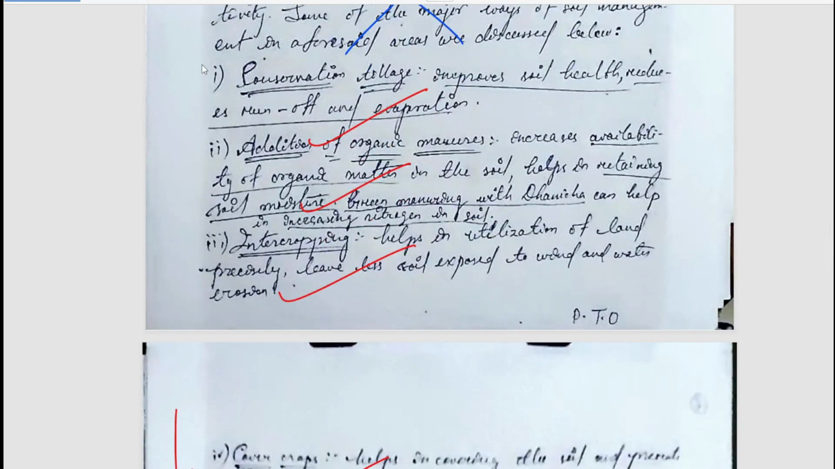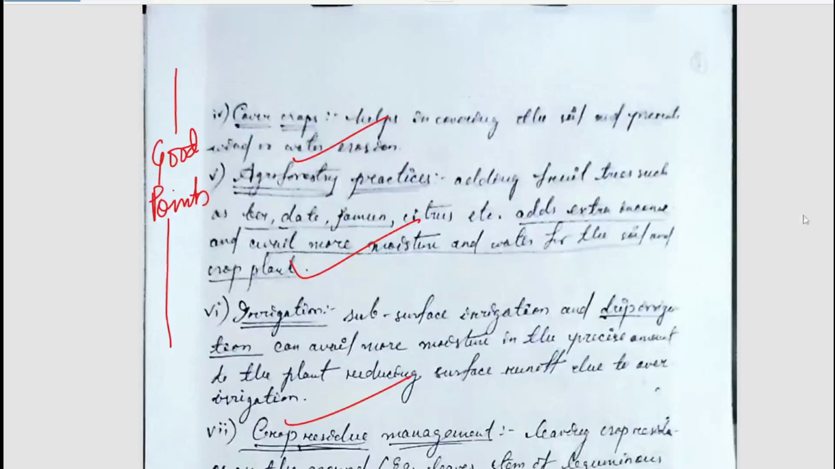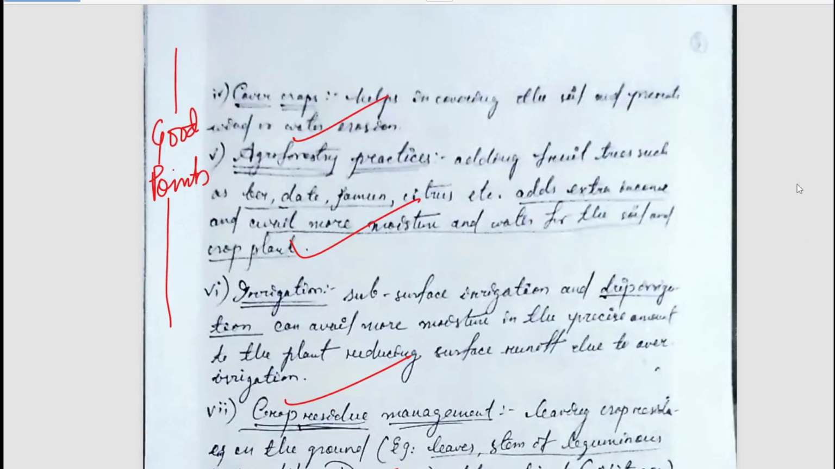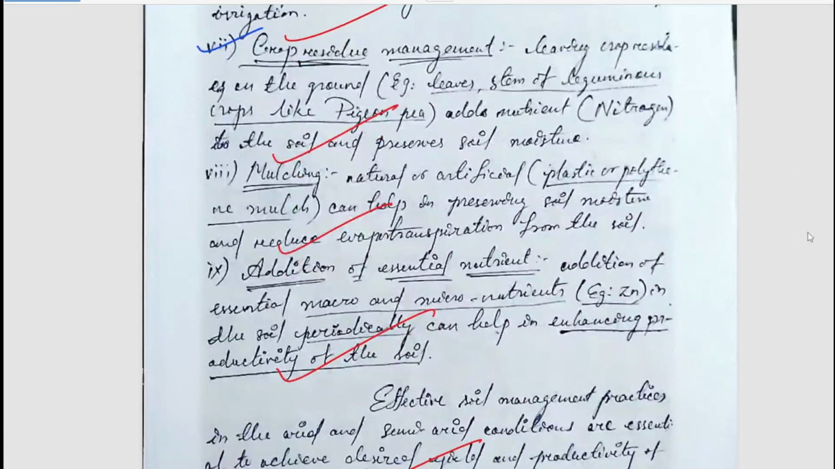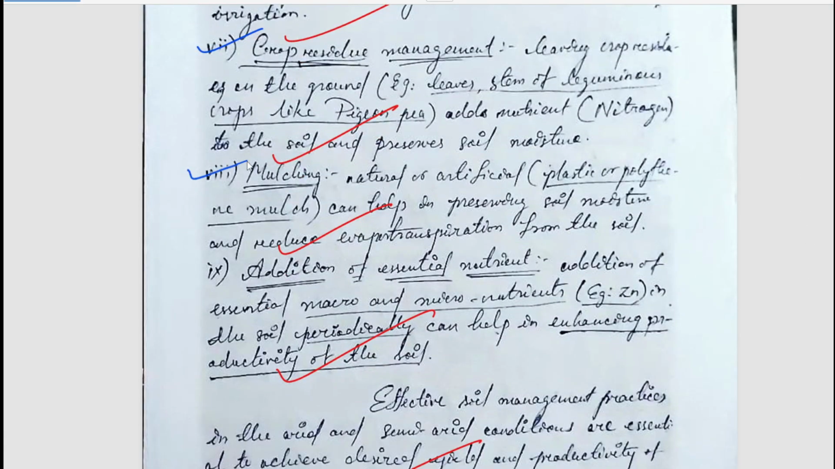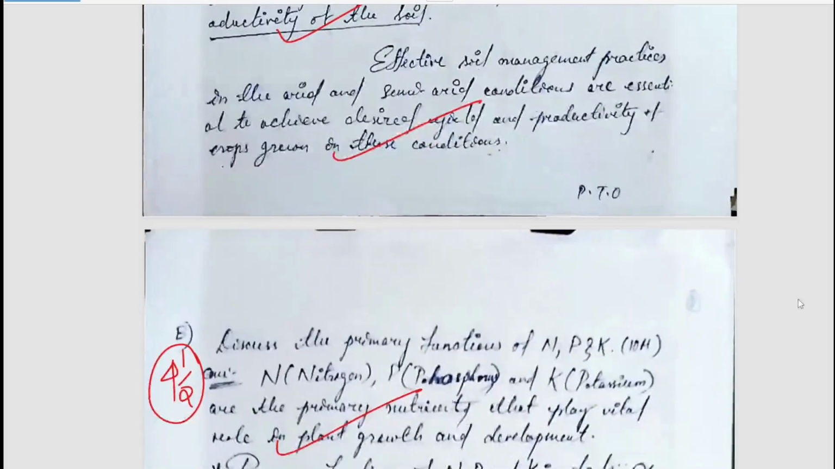First of all, obviously conservation tillage can be done. We can add organic manures. Obviously intercropping needs to be done. If you want to read the answers in detail, simply pause and read. I am just discussing the important points. Cover crops can be used. Agroforestry practices, irrigation management, crop residue management, mulching, and addition of essential nutrients can all help in soil management in arid and semi-arid conditions.